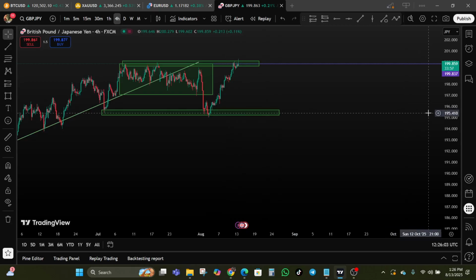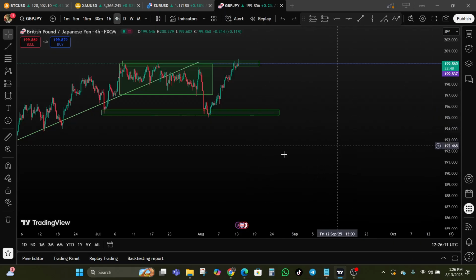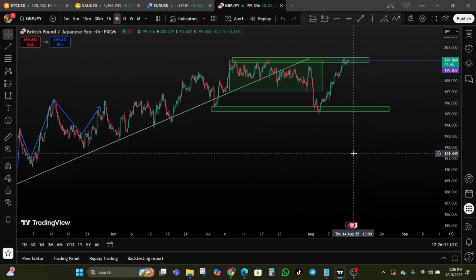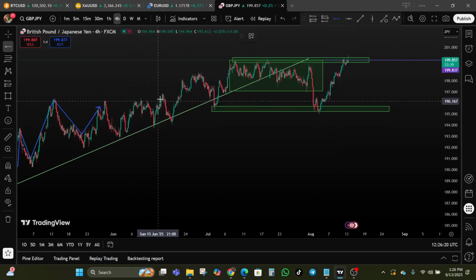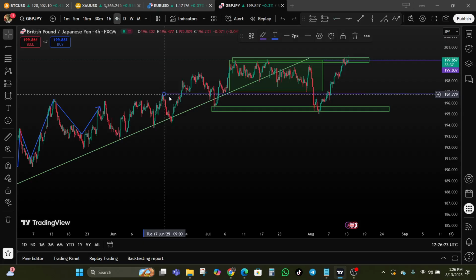One of the most powerful signals in structure is the break of structure, or BOS for short. When a previous high or low is broken, it often signals a shift in momentum. Like what we can see happen here. This was a high, and you can see at this point it was broken. It often signals a shift in momentum, and you can see that price came, tested that zone, went back up, and so on.